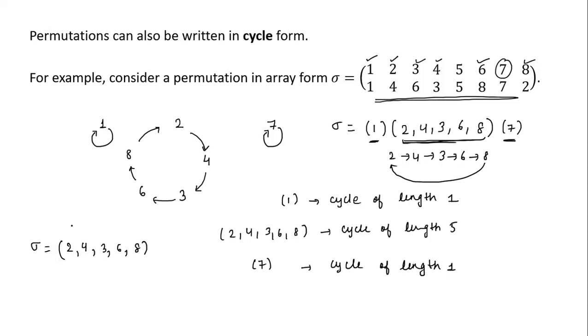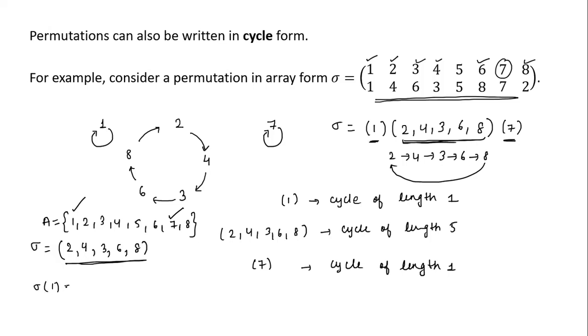And if it is clearly given that this permutation is defined on the set 1, 2, 3, 4, 5, 6, 7, 8, then it is obvious, it will be self-understood that the elements which are not included in this cycle, which are 1 and 7, are mapped to themselves. The elements which are not included in this cycle are mapped to themselves. So that is why there is no need to even write the cycles of length 1 while writing any permutation in cycle form.